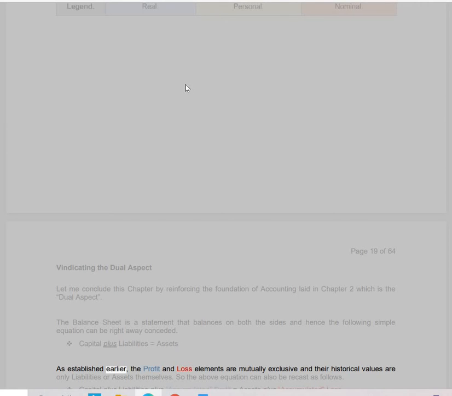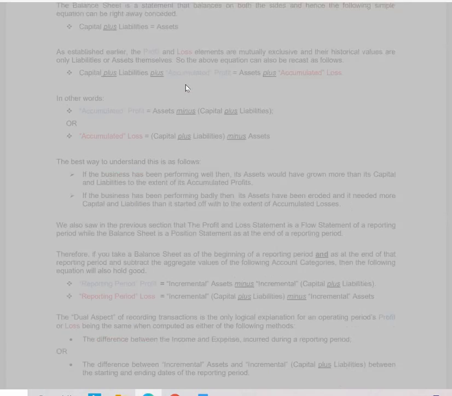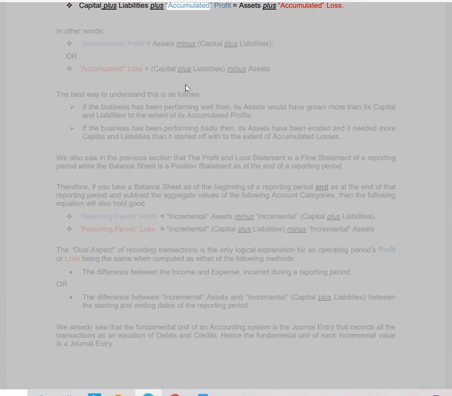As established earlier, the profit and loss elements are mutually exclusive, and their historical values are only liabilities or assets themselves. So the above equation can also be recast as follows. Capital plus liabilities plus accumulated profit equals assets plus accumulated loss. In other words, accumulated profit equals assets minus capital plus liabilities, or accumulated loss equals capital plus liabilities minus assets.